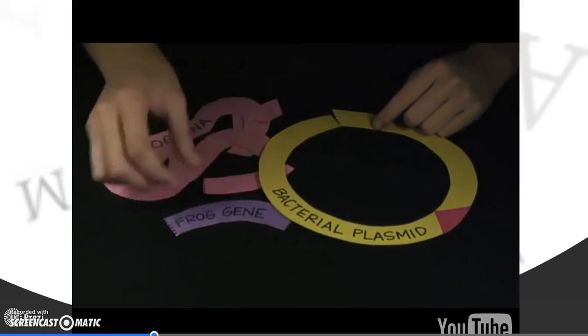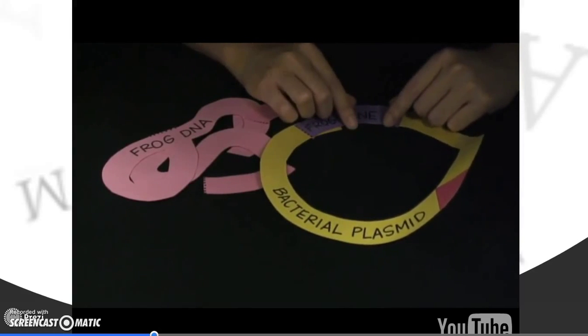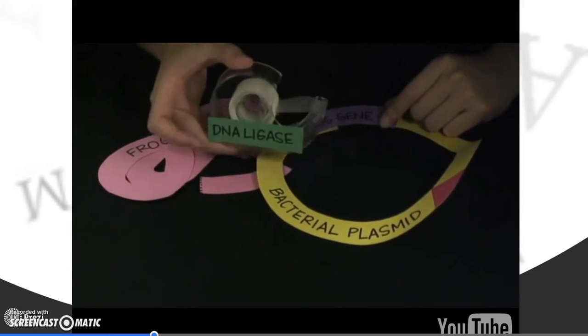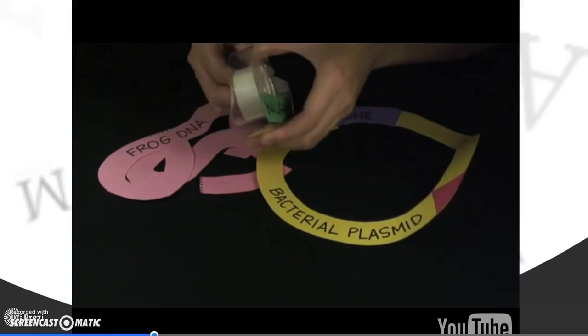I need to add this guy into this plasmid. And the way I'm going to do that is by adding an enzyme called DNA ligase. This enzyme kind of acts like tape, and it fixes the DNA insert into the plasmid.